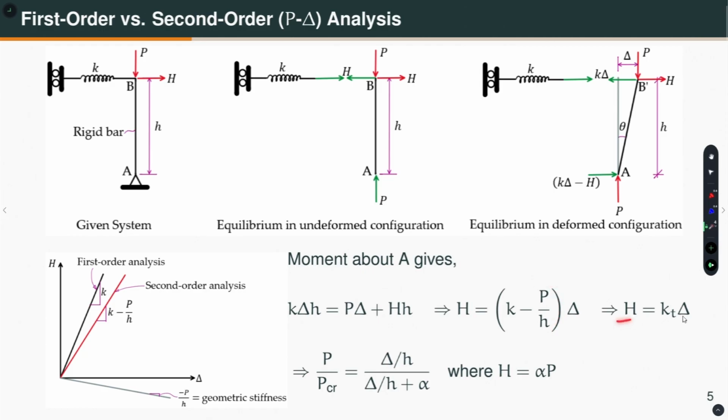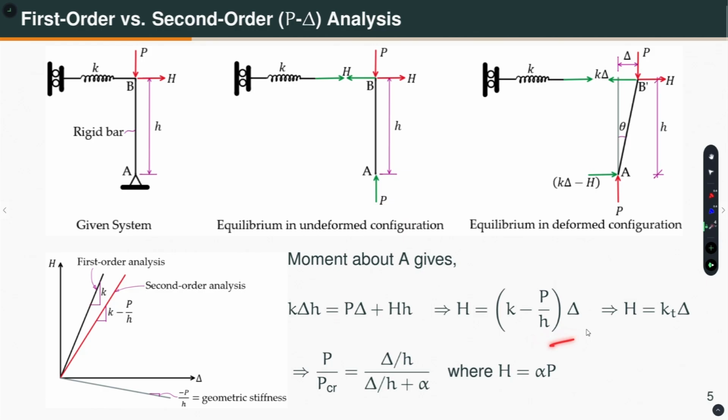So, if I plot H versus delta, if I do an elastic first order analysis, then this is the force versus displacement and the slope is the elastic stiffness K. When I do an elastic second order analysis, which is also called simplified P delta analysis, then what is the stiffness? This is the stiffness. Okay. So, that is called KT, which is K minus P by h. So, that means this elastic first order stiffness is reduced by this stiffness, which I am plotting in the downward side. Okay. So, this is called the geometric stiffness and it is negative. Okay. So, H is equal to this.